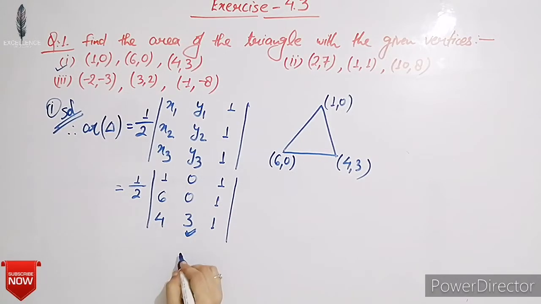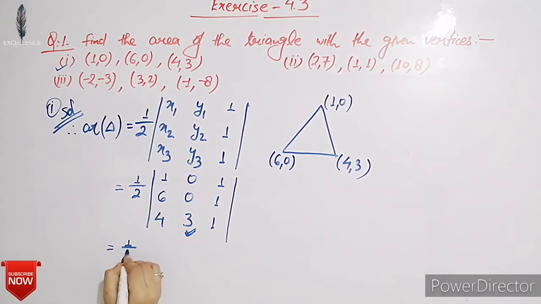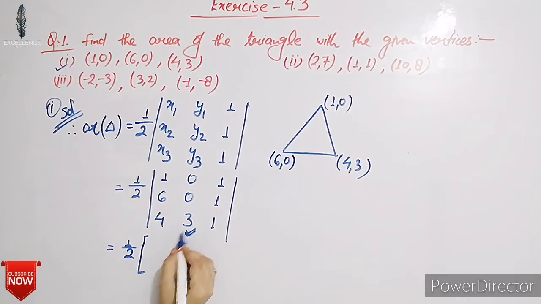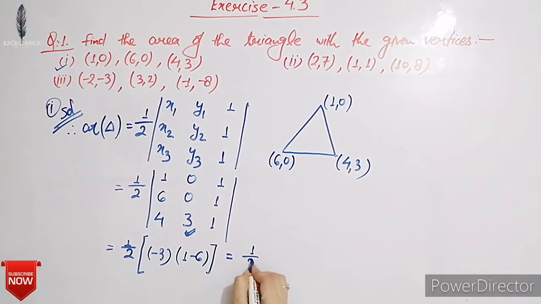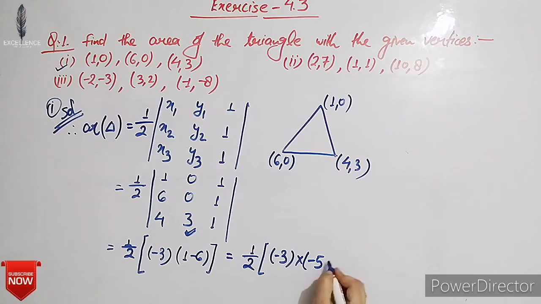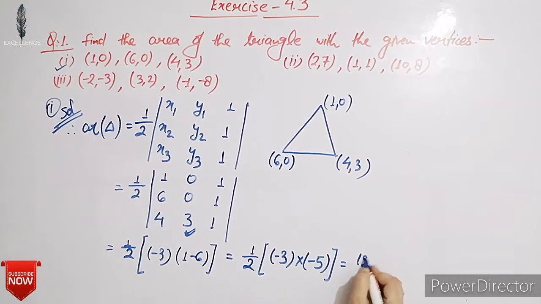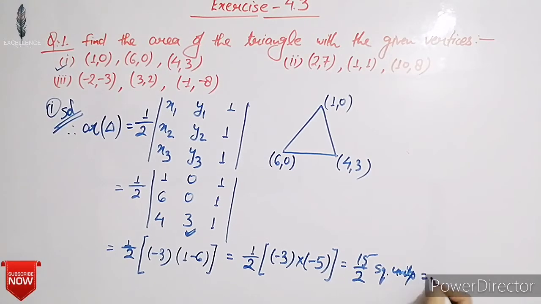On expanding with the elements of C2, then we get 1 by 2, here it is non-diagonal element, so minus 3. Now this block, here we get 1 minus 6. So it is equals to 1 by 2 into minus 3 into minus 5, that is equals to 15 upon 2 square units, is equals to 7 whole 1 by 2 square units is the required area. Let's see the next part.